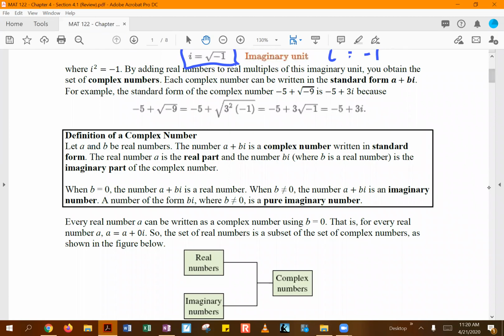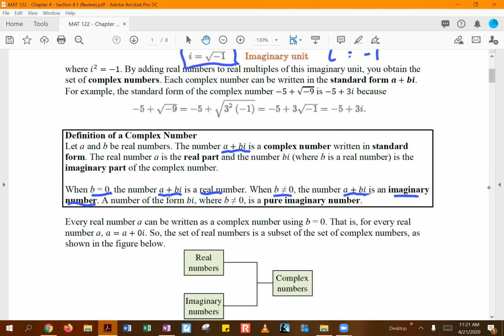So this would be the imaginary part, but when we are talking about complex numbers, we're talking about numbers that have both the real and the imaginary part. So a would be the real part and bi would be the imaginary part. If the b value were 0, then a plus bi would be a real number. If b was not equal to 0 and you had both a and bi, we would say it's an imaginary number.